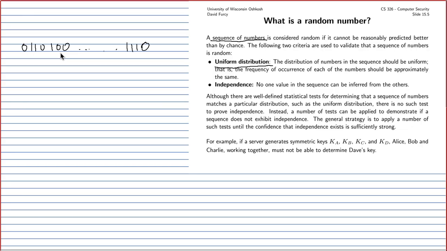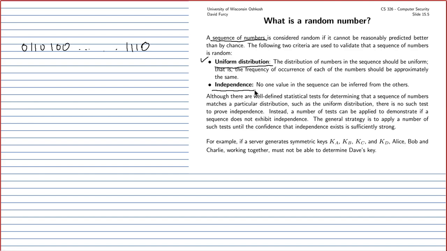So if you run this process long enough, and if you get a long enough sequence, when you count the numbers of zeros and ones, they should be approximately equal. And in fact, the longer the sequence, the closer to a 50-50 split you're going to get. So this is a uniform distribution. Another property that is very important is called independence.